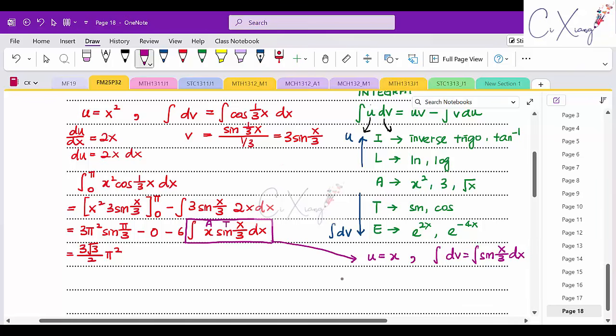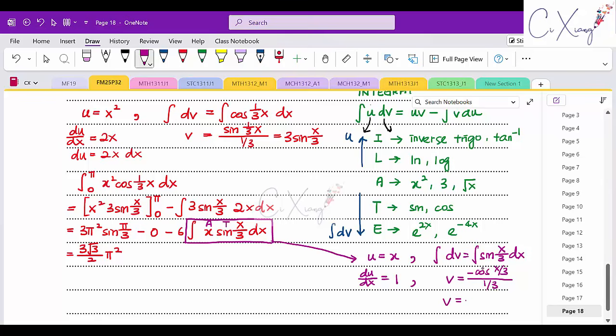Then just like what we did just now, you differentiate u and integrate dv. Differentiate u, you have du over dx equals 1. Then when you want to integrate this, what do you have? Integrate 1 dv, you'll get v. Integrate sine, you have negative cos x over 3, divided by the differentiation of x over 3, which is 1 over 3. Again, I ignore the plus c here. So v is negative 3 cos x over 3.